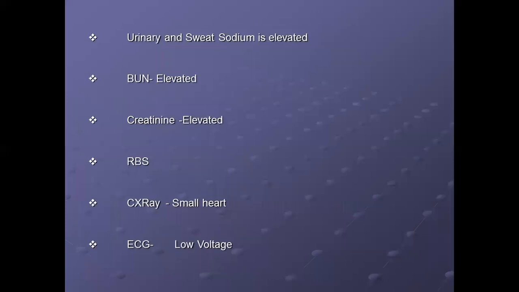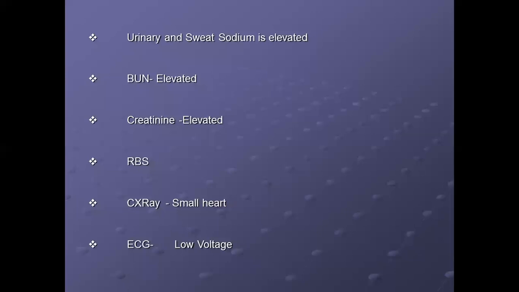The urinary sodium is elevated. You can advise also to see there is hyponatremia. Why is there hyponatremia? Because of excretion. The BUN, blood urea nitrogen, is elevated, creatinine is elevated, sugar is low, and on chest X-ray you'll find a small heart, lungs are normal, and the ECG will show low voltage.